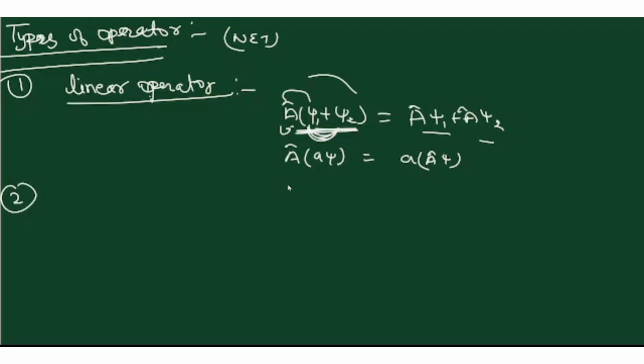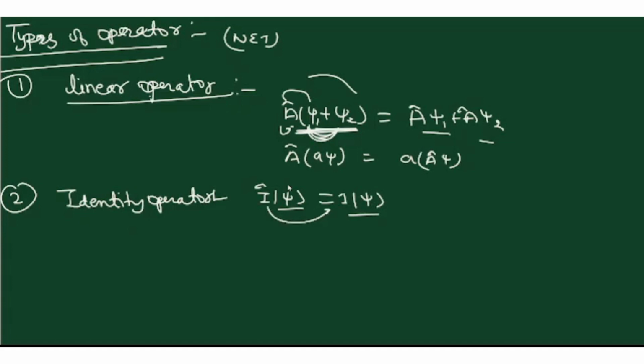The second operator is the identity operator. So what is the identity? Like you all know, we see the identity matrix, and the identity matrix and identity operator are the same understanding. Okay, I'm saying that I is applied on the psi state. So if the state is the same and the eigenvalue is 1, then it is called the identity operator. Okay, this is very simple.